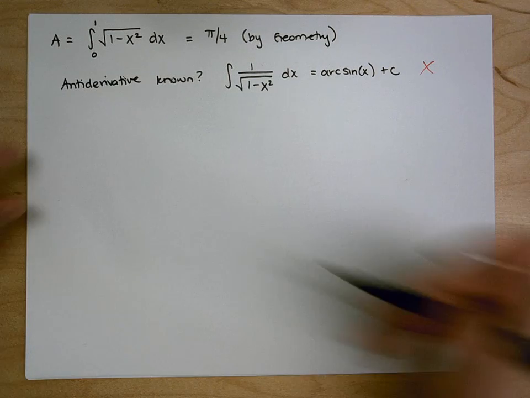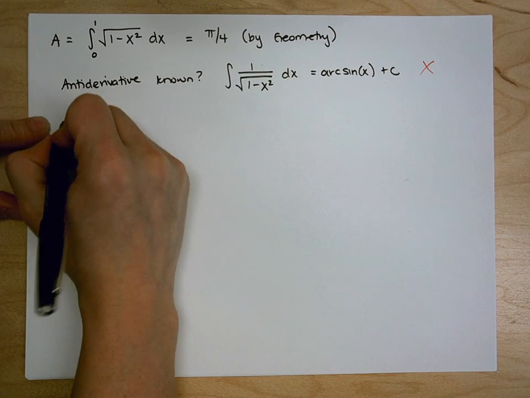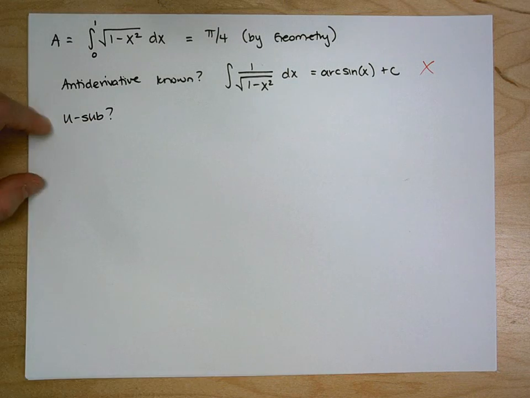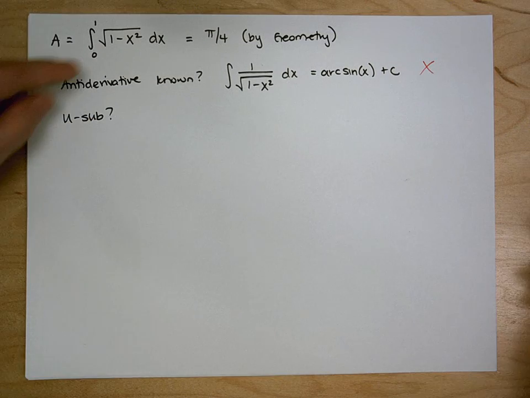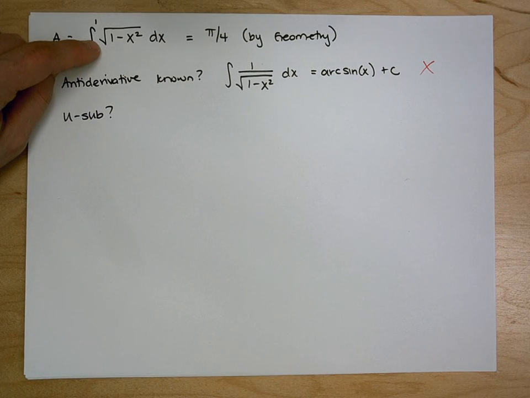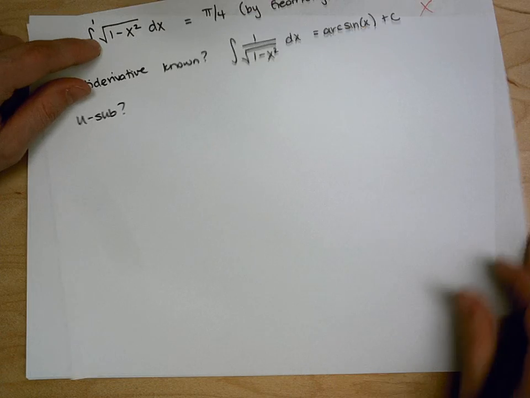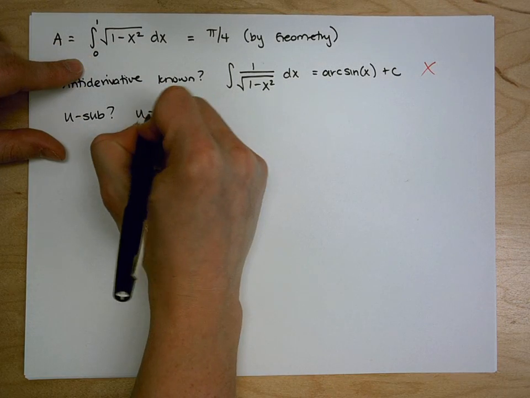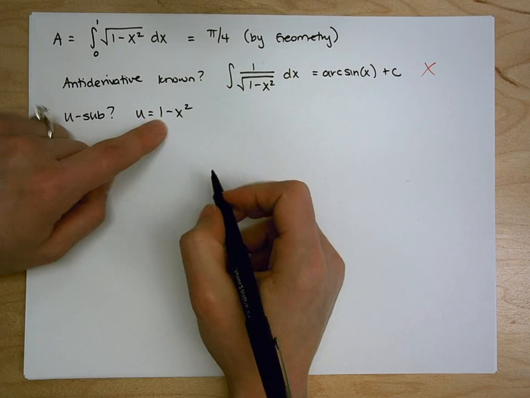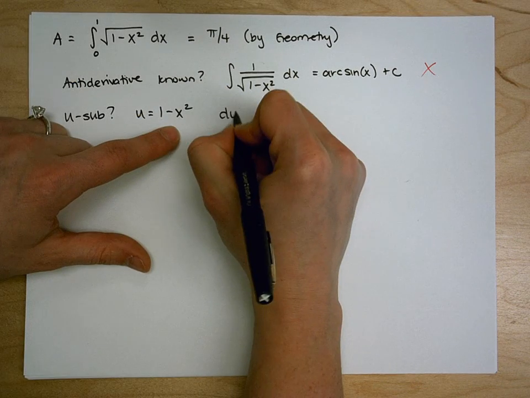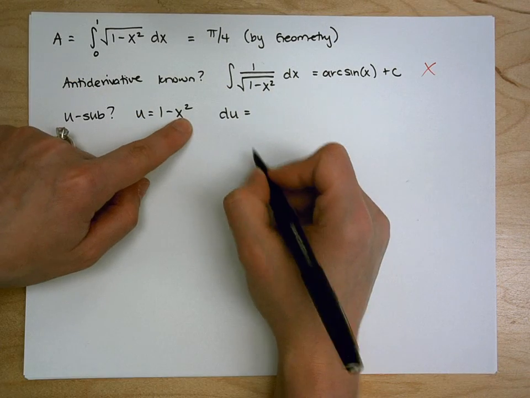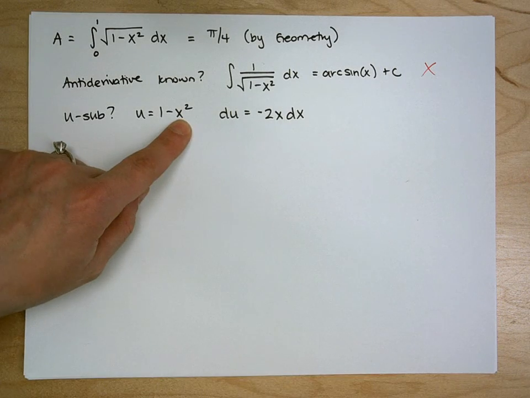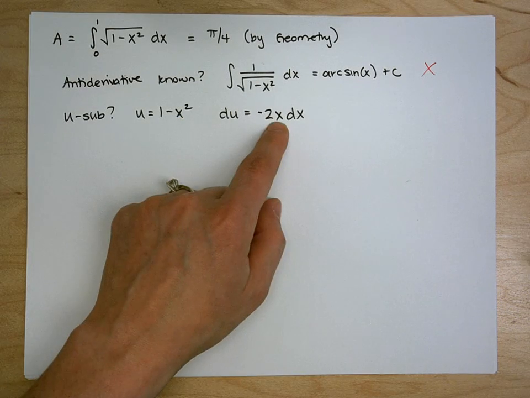Maybe your second question should be, can I use u substitution? That is, will u substitution work? Well, let's see. In general, when we use u substitution, we usually make the inside thing, which in this case would be the 1 minus x squared, equal to u. If I did that, du, the derivative of u with respect to x, is negative 2x, so du is negative 2x dx.